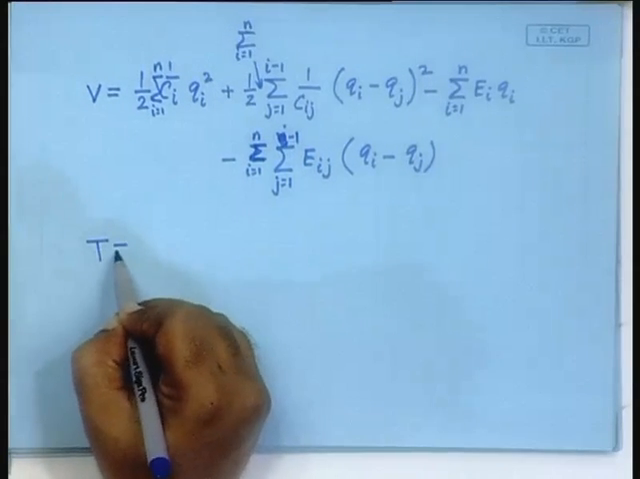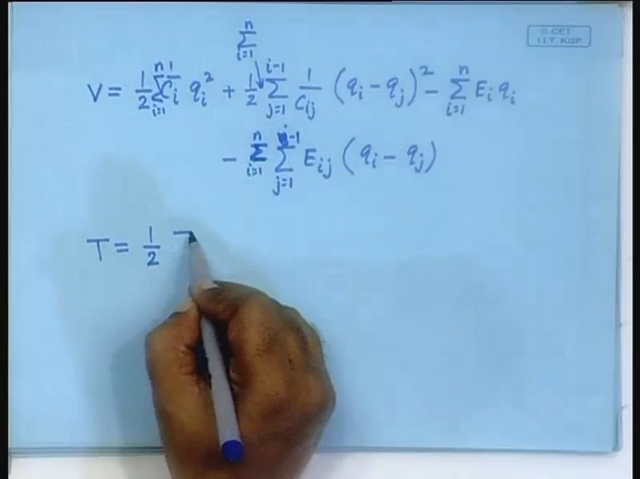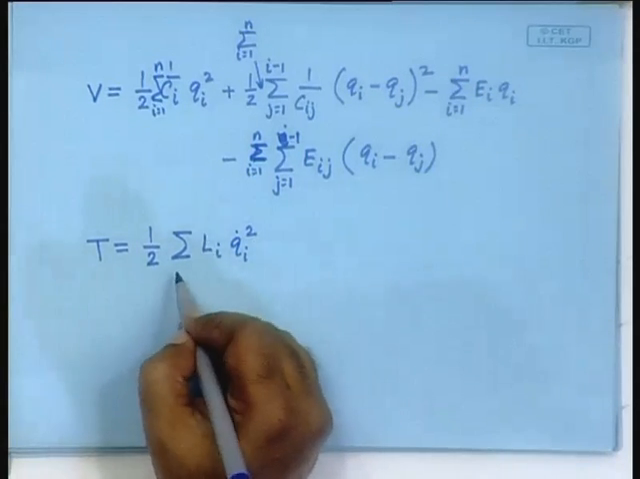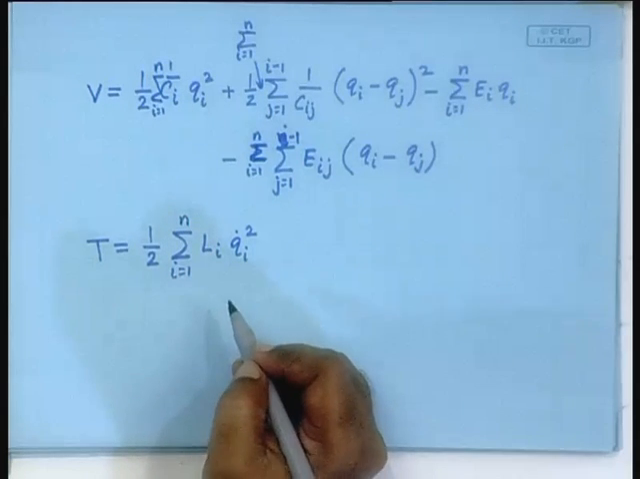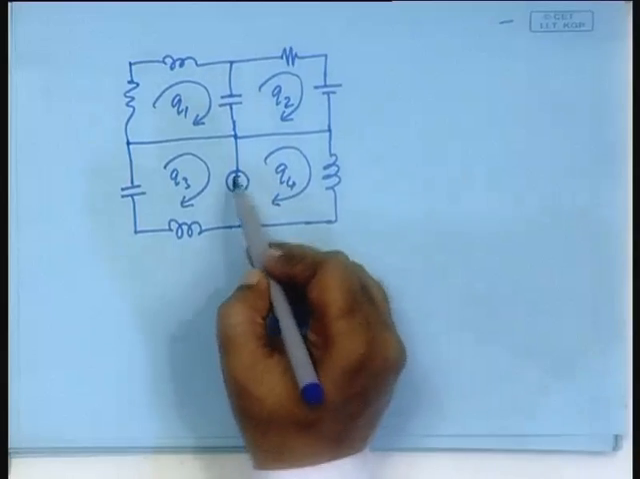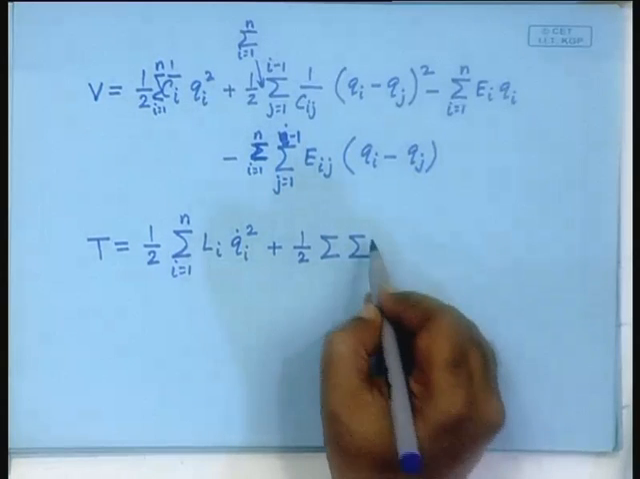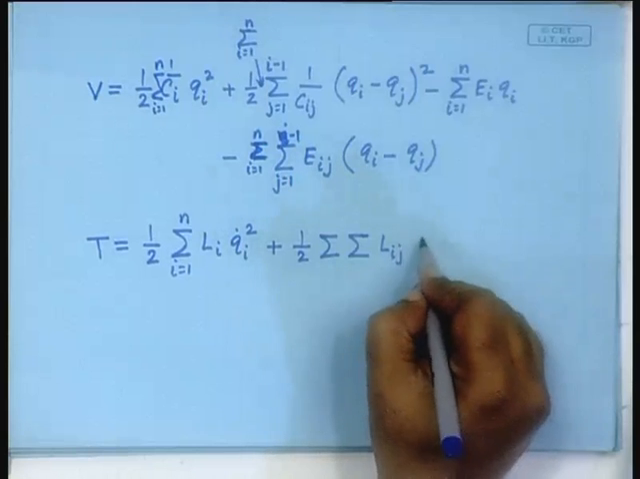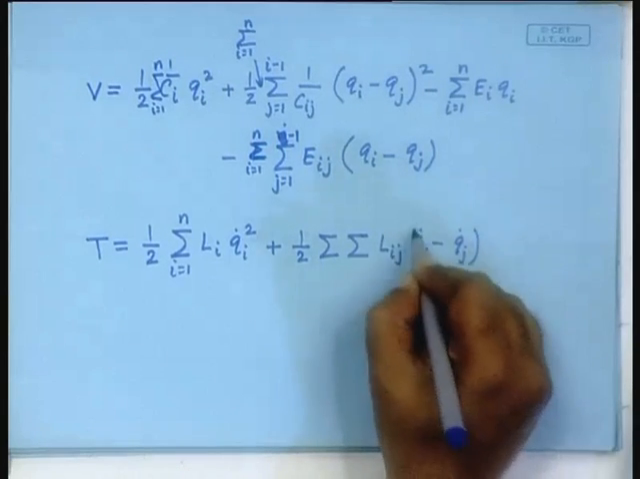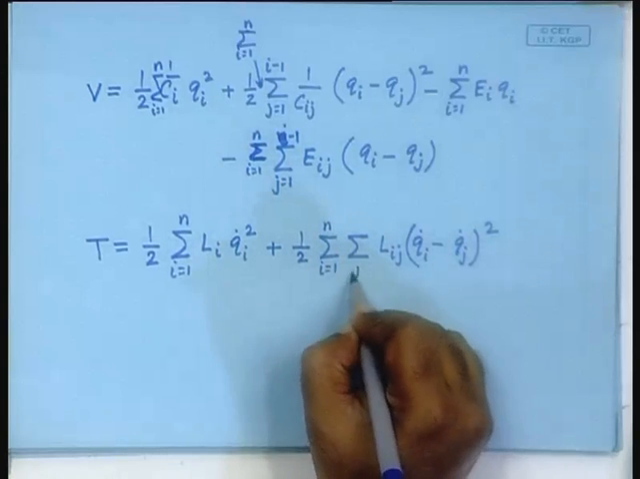Now comes the kinetic energy T, again to be written in the same fashion. You will have half, summed over L_i q_i dot squared. So, this is the self branches, so it will be i equal to 1 to n, plus now the mutual branches. Mutual branches means not the mutual inductance. I am saying if an inductor is placed somewhere, say here, then it will be half, again it will need 2 summations over what I will write later, L_ij (q_i dot minus q_j dot) whole squared, and this will have to be summed over in a similar way, i equal to 1 to n and j equal to 1 to i minus 1.